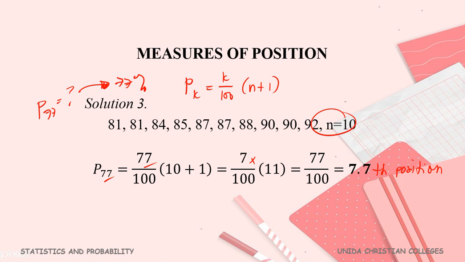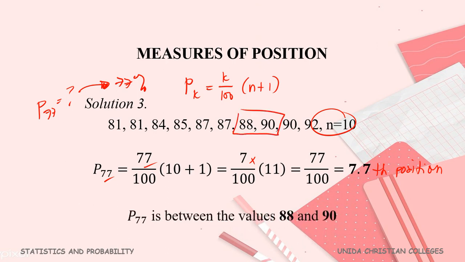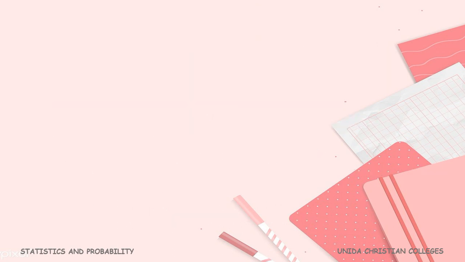Okay, so that will be the position. So, tingin tayo sa data natin. Hanapin po natin yung ating magiging value natin or yung i-interpolate po natin. So, we have 81. 1, 2, 3, 4, 5, 6, 7. Since 7.7, that is in between po ng values ni 88 tsaka ni 90. So, nasa pagitan lang po yan ng simula 88 hanggang 90. Si 77 percentile. So, interpolate po natin siya.